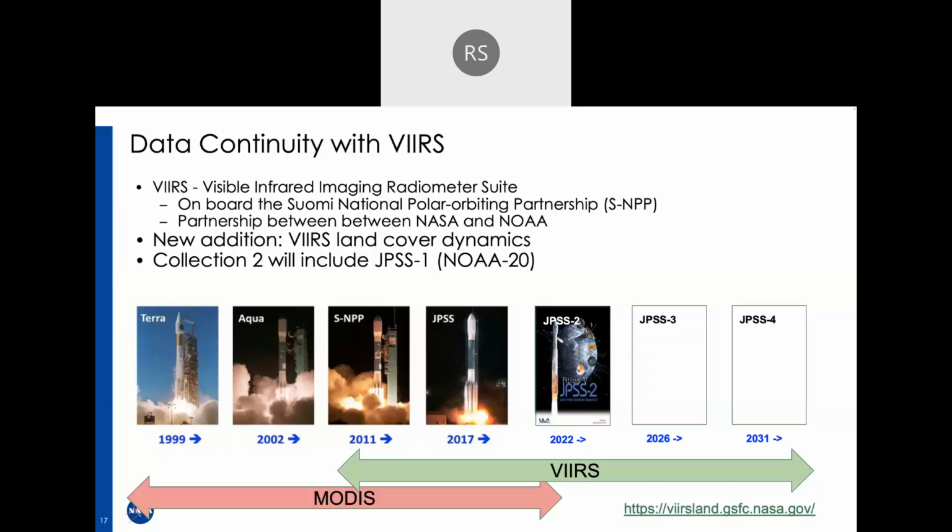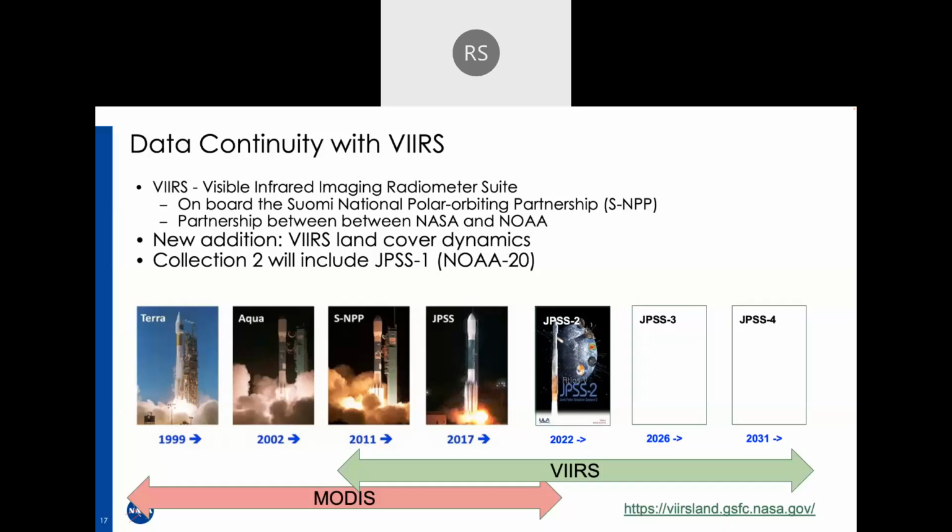We now have 3 satellites so far that have a VIIRS instrument on board. SNPP launched in 2011, JPSS-1 launched in 2017, which is now called NOAA-20, and JPSS-2, now called NOAA-21, launched only last year. There are more missions planned for the future as well. The currently available NASA VIIRS land products are from Suomi NPP, which provides more than 10 years of data overlapping with MODIS.